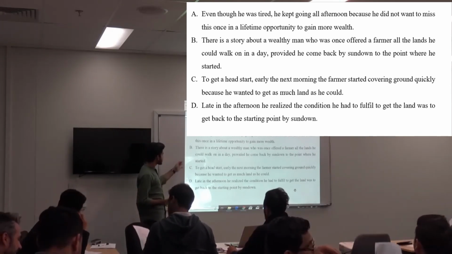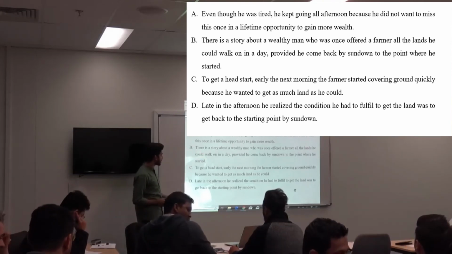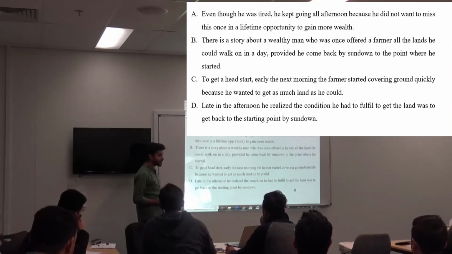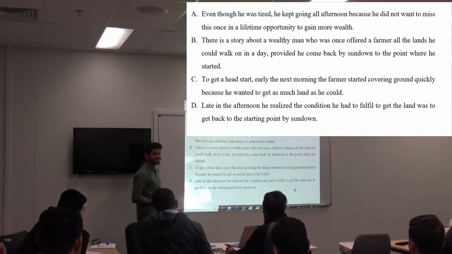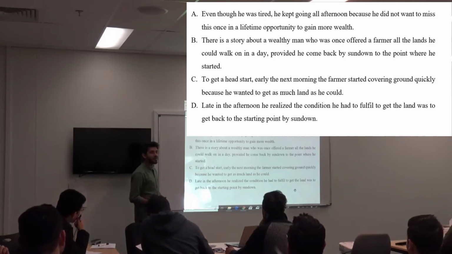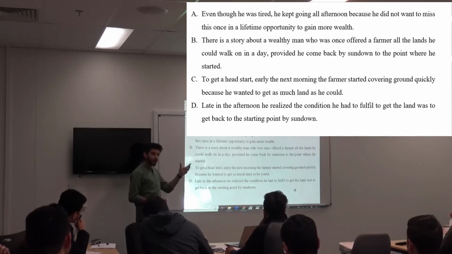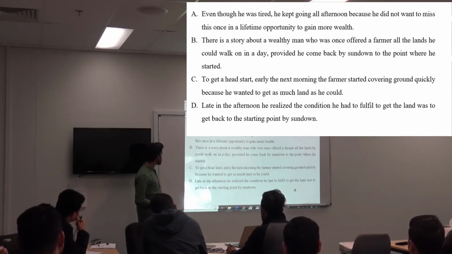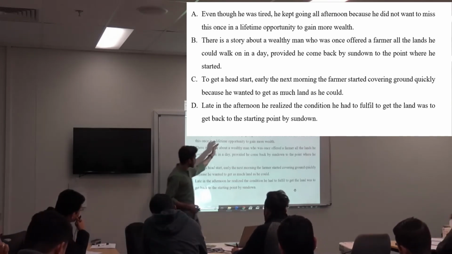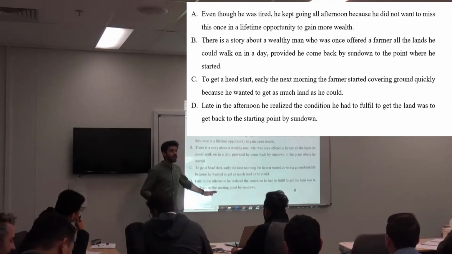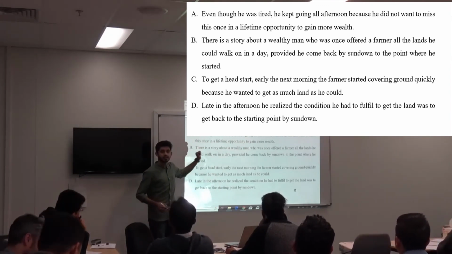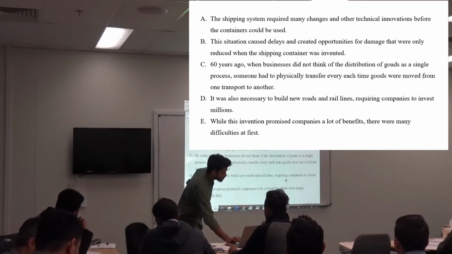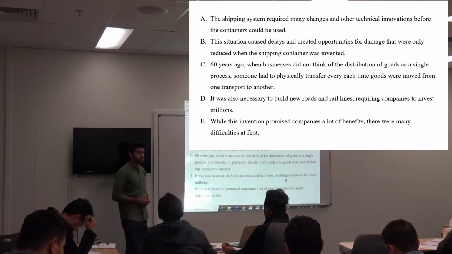BDCA. So there is a story about a worldly man who was blah blah blah. So back by sundown to the point where he started. Late in the afternoon he realized what happened in the whole day. What happened? What is the earliest event? In the morning. Yeah. So the answer is BCAD. He kept going all afternoon, late in the afternoon. That was my first event. That is second. This one. CBAD.